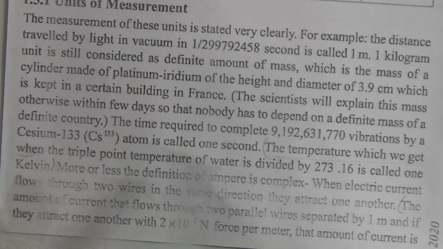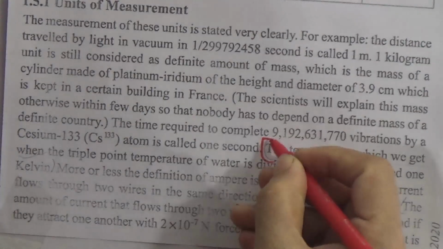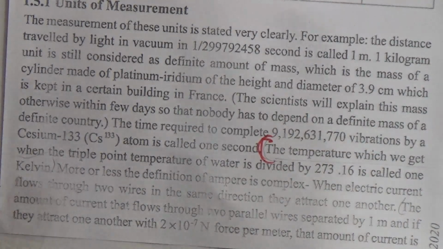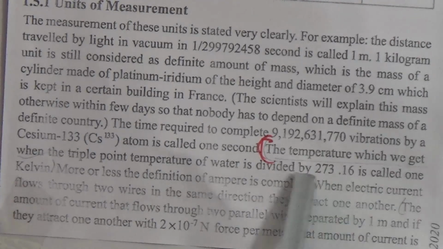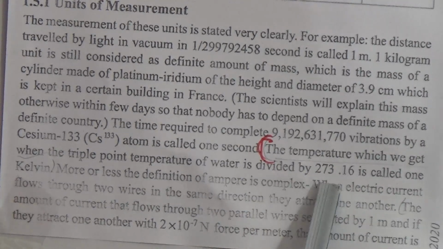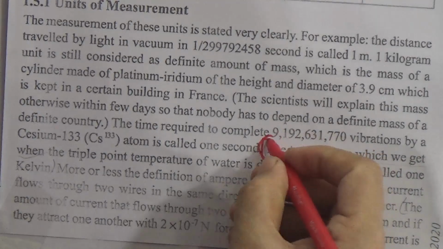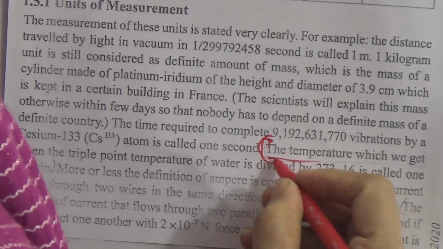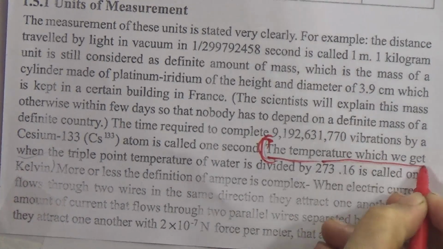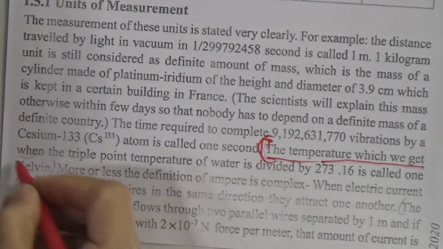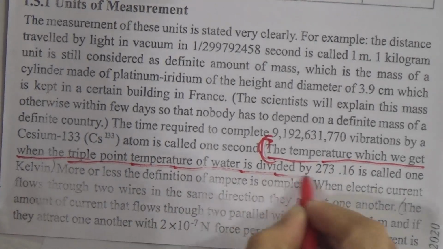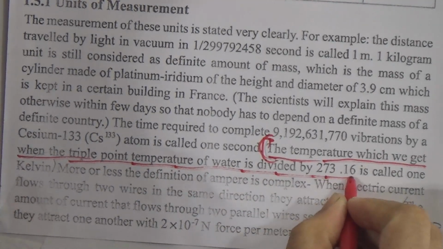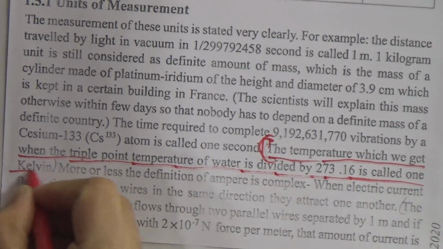Now we will discuss the unit of measurement. Here, my dear students, this line is very, very important. Here is a knowledge-based question and answer. What is called Kelvin? This one is very important. Memorize it properly. The temperature which we get when the triple point temperature of water is divided by 273.16 is called 1 Kelvin.